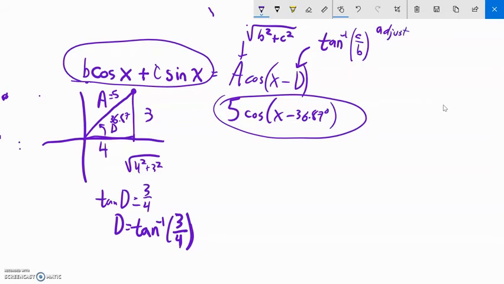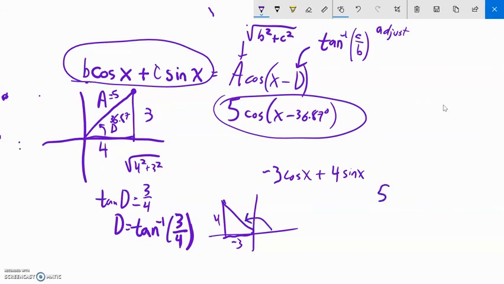And let me give you an example of when. If I had something like negative 3 cosine x plus 4 sine x. Notice my triangle there, back 3, up 4, is here in the second quadrant. My angle's here. I'd still have the 5, right? A squared plus B squared is C squared. But my displacement is a different angle.